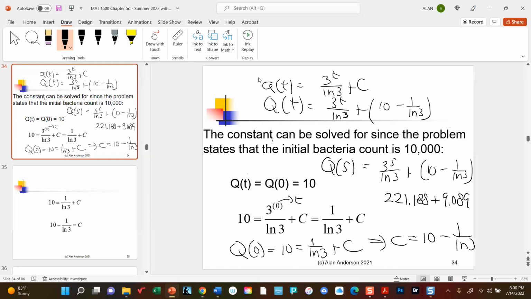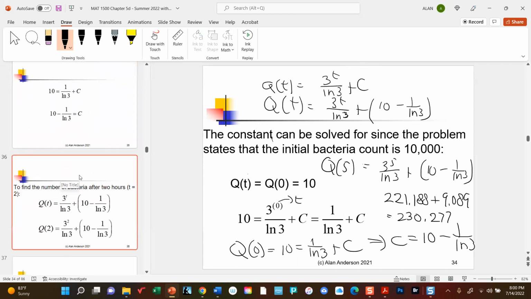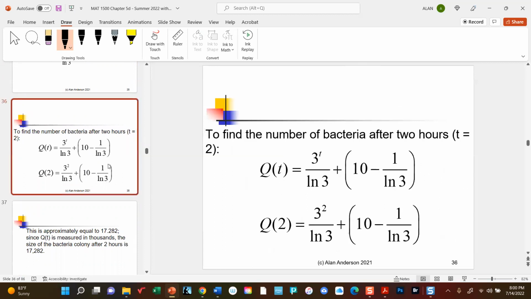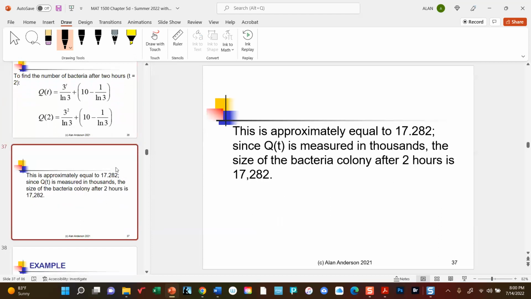So we're looking at roughly 230.277 in 5 hours. That's how big the colony will be. It started with 10, and look where it is after 5 hours. Here I've also solved for 2. If you wanted to know how many bacteria there are after 2 hours, you would do the same thing. And this time it's about 17.